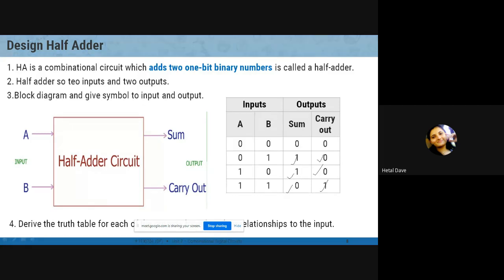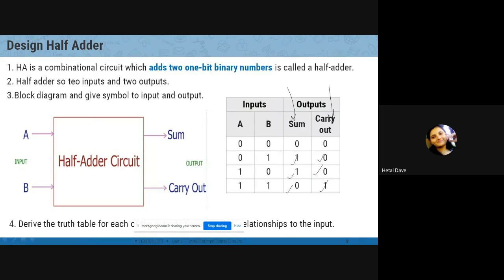Now observe the output columns. How many output columns are there? 2. Agree? So 2 functions will be made. One is for sum, the second output function is for carry out. Generally, we will draw the K-map to solve these functions. Slowly and gradually you will have long truth tables. Right now, the truth table is very simple, so I don't need to use a K-map.